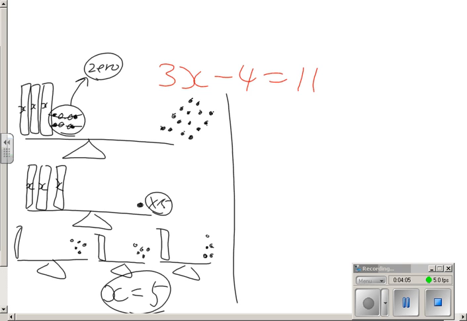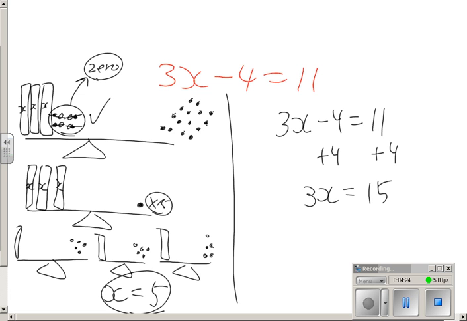Now if I didn't want to draw it out, again, I could just go over here and work numerically with it. 3x minus 4 equals 11. What did I do first? Well, if you remember back over here, I got rid of that minus 4. How did I do it? Well, I added 4 to both sides. And that's how I express it here. I have 3x equals 15. What did I do next?